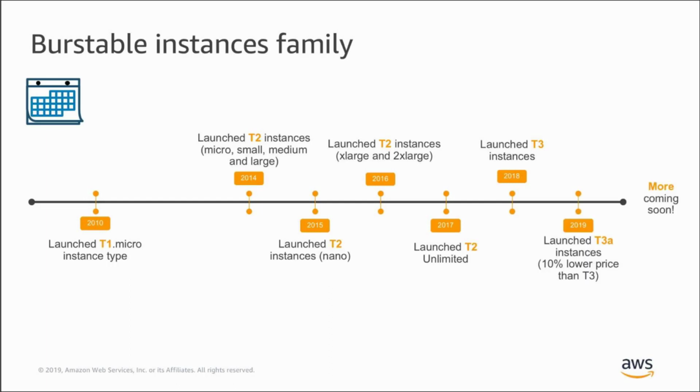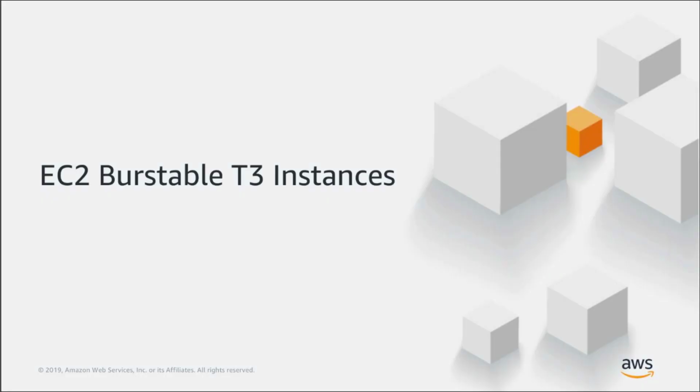And we have our T3a instances, which we followed up with this year. So the T3a offers the AMD EPYC processors compared to T3 with the Intel Xeon processors. And the T3a's cost an additional 10% lower price, offering an even more cost-effective price point. And we have a lot more innovation in this family that we're going to be releasing here soon. So let's talk about the EC2 Burstable T3 instances.